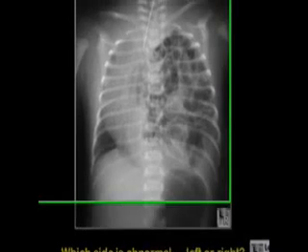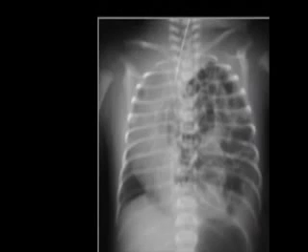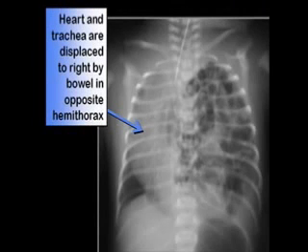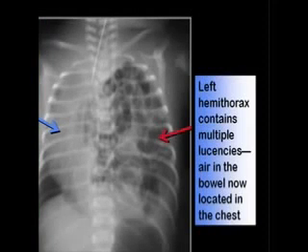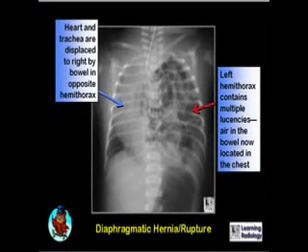Even though the heart and trachea are displaced to the right, producing the density that you see there, the abnormality is on the left side, because there you can see multiple lucencies which represent air in loops of primarily small bowel, which are now located in the chest. This is characteristic of a diaphragmatic hernia, although it could represent congenital absence of the diaphragm or rupture of the diaphragm.